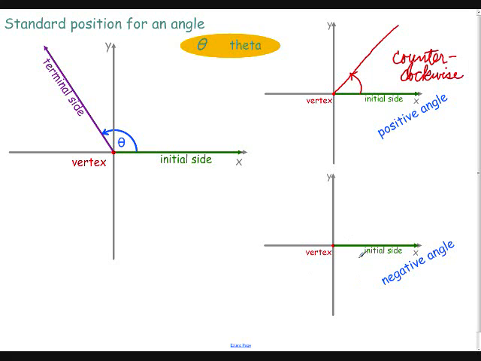If I want to describe a negative angle, I move clockwise. I start at that initial side and move down. This will be a negative angle, and this is moving clockwise.